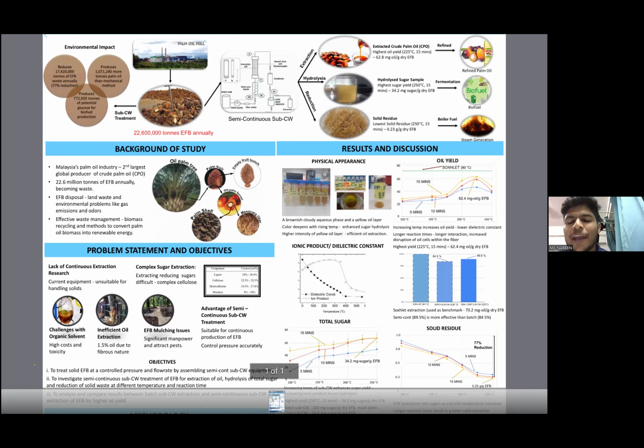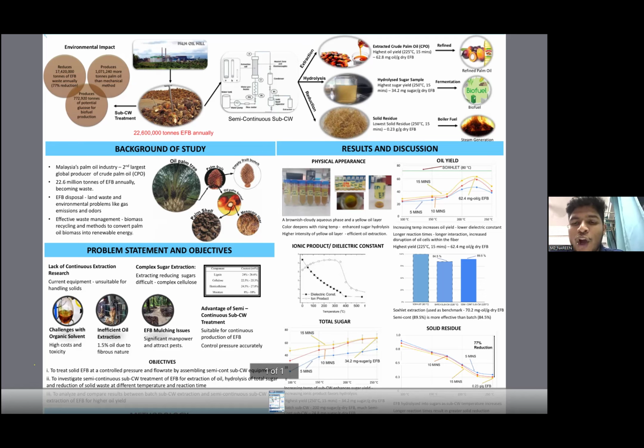So the main question is: what's the advantage of this semi-continuous subcritical water treatment compared to the batch subcritical water treatment that was done by Purni in 2016? The advantage is that in batch, the reaction time is long, and we cannot control pressure accurately because it follows the vapor pressure of water. In this semi-continuous process, you can control the pressure accurately, and it's suitable for continuous production in EFB industries. This shows that semi-continuous subcritical water treatment is more applicable in industries compared to batch.